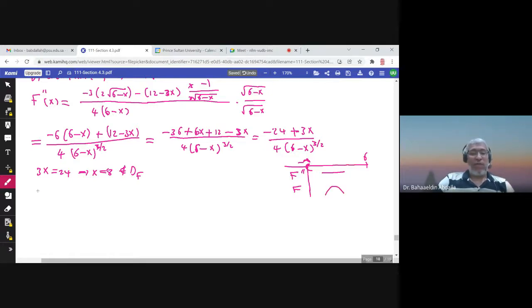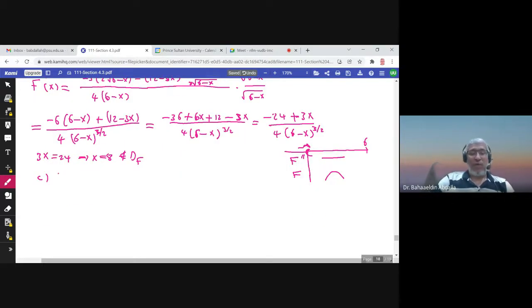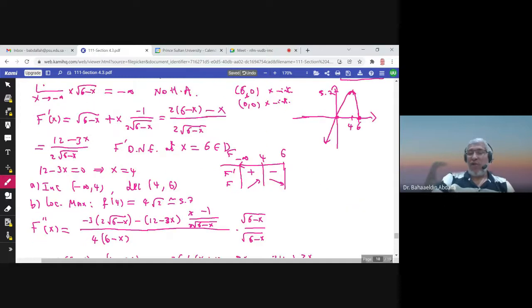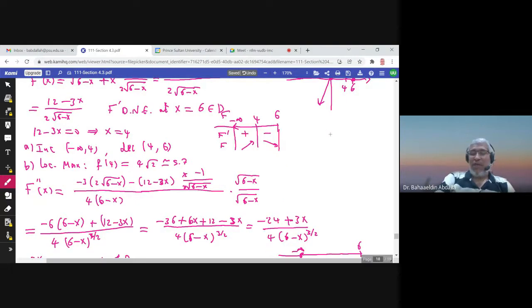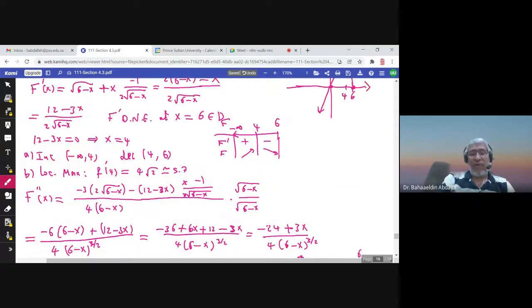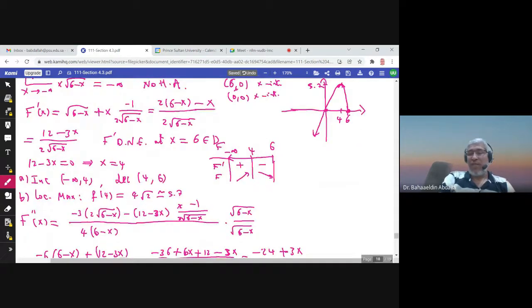So the answer to part C would be: the function is concave down from negative infinity to 6, and it's not concave up at all, and no inflection points, no IP. So the function is always concave down, and this agrees with this graph. Everything agrees with this graph now, so that's actually the graph.